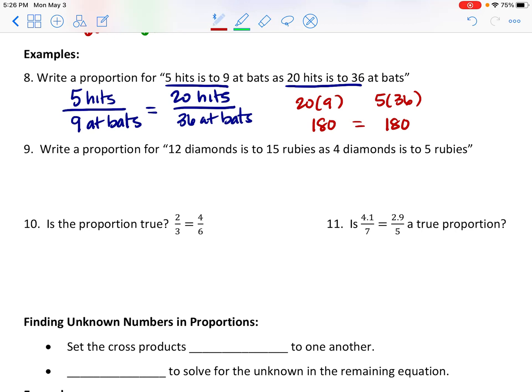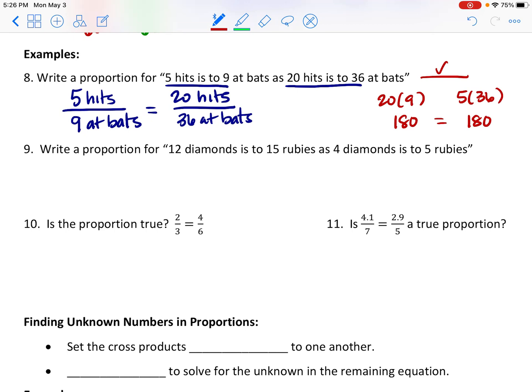Okay, so this is, let me move this. I don't want this to clog up the work. I just want to show that we're checking here that this is a true proportion.